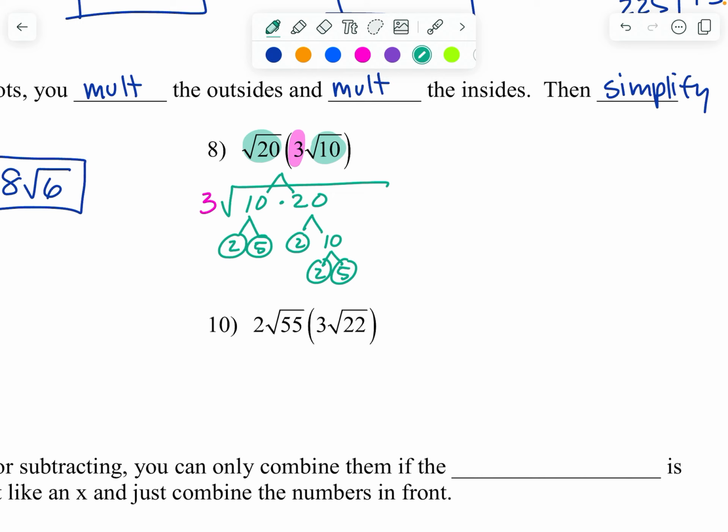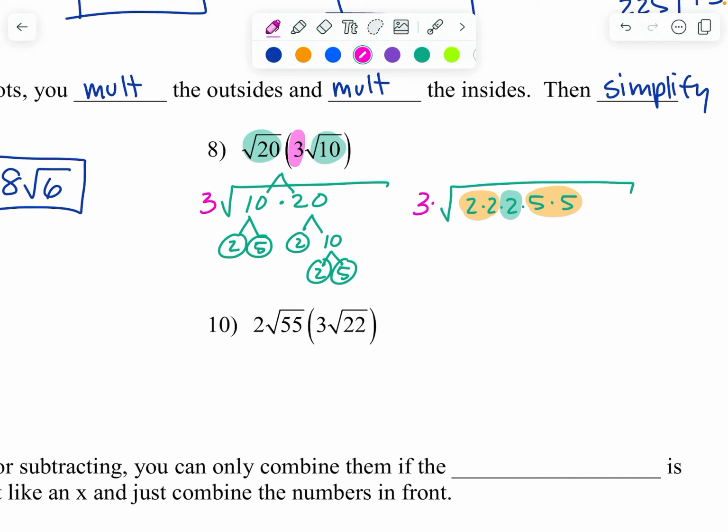And now I can go ahead and write my square root over again. That is going to be the square root of 2 times 2 times 2 times 5 times 5. I'm looking for pairs. I have a pair of 2s. I have a pair of 5s. I have a loner 2 that will stay underneath the radical. Be careful that you don't lose this 3 that was out in front.